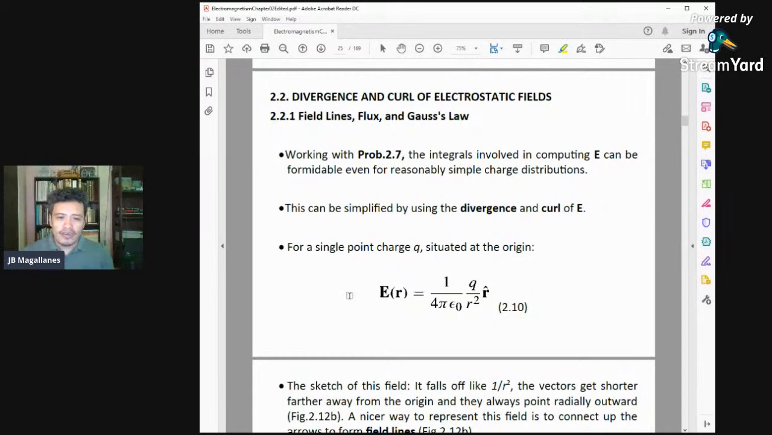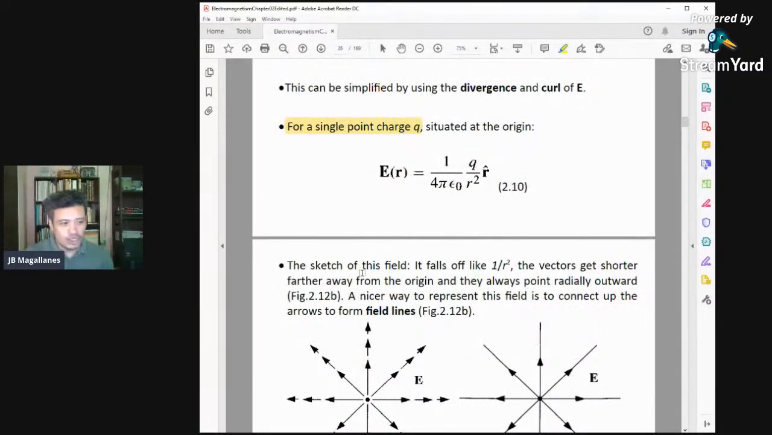So again, for a single point charge Q situated at the origin, or the center of the sphere, for example, situated at the origin of the Cartesian space, the electric field at a point distance R from the charge would just be given by this. It's just 1 over 4 pi epsilon Q over R squared. The R squared there is the distance between the charge and the point. And the direction is R. It's along the line joining the point and the charge.